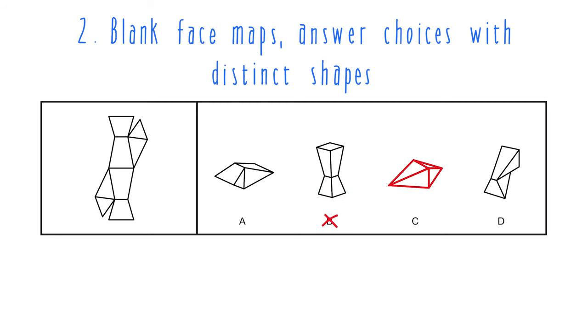Choice C has only triangular faces, and choice D shows an asymmetrical object that likely doesn't include a lot of pairs of identical faces, and it has two trapezoidal faces that meet at this very narrow edge at the front. And that just doesn't really match what we see in the map. So, A is correct.